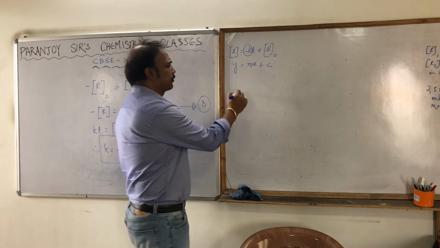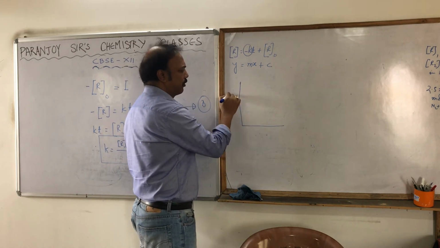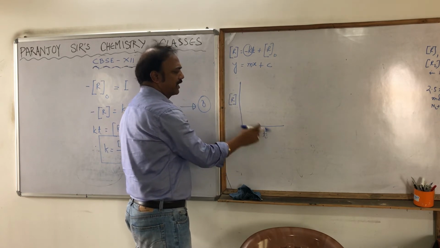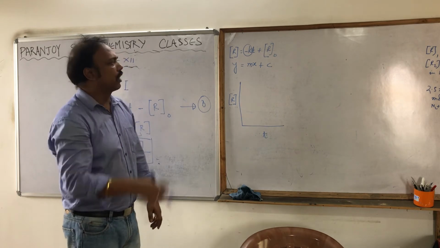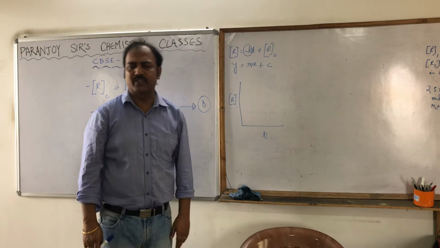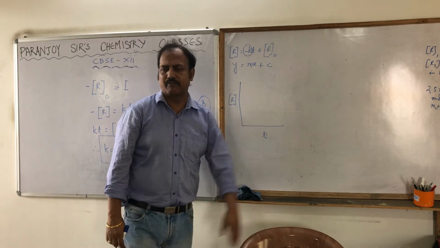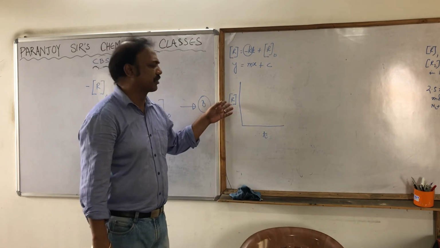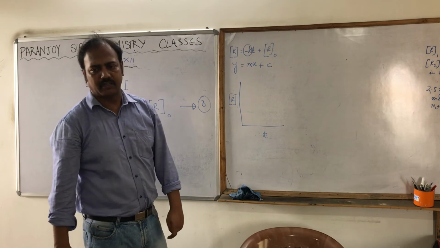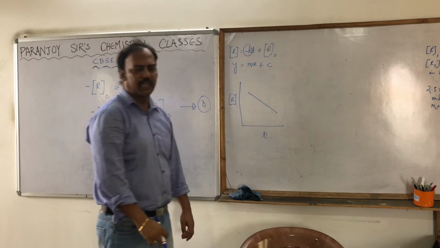So the graphical representation is very simple. If we plot concentration R versus time T, with T on the x-axis and R on the y-axis, we are going to get a straight line whose slope is negative. Negative slope means the value of y will decrease with the value of x. In this case, the concentration R will decrease with time, uniformly in a straight line. So we are going to get a straight line like this.